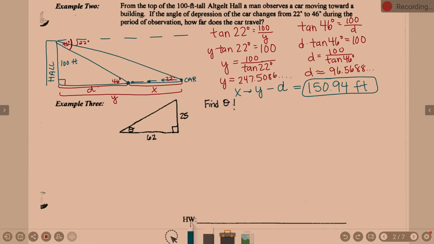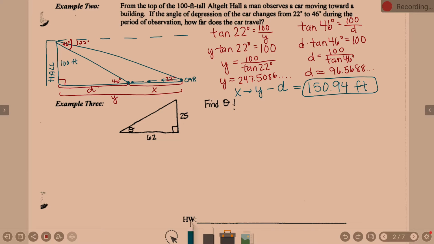Okay, example 3. No fancy word problem. Just a picture, we need to work on this basic concept here. Our goal is to find theta. We know sides of 62 and 25, and we need to find theta. What relates those three pieces together? Tangent, yes? It's a tangent day.